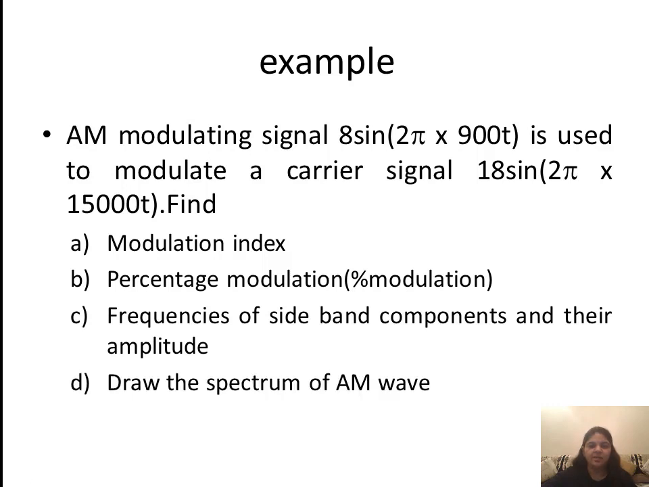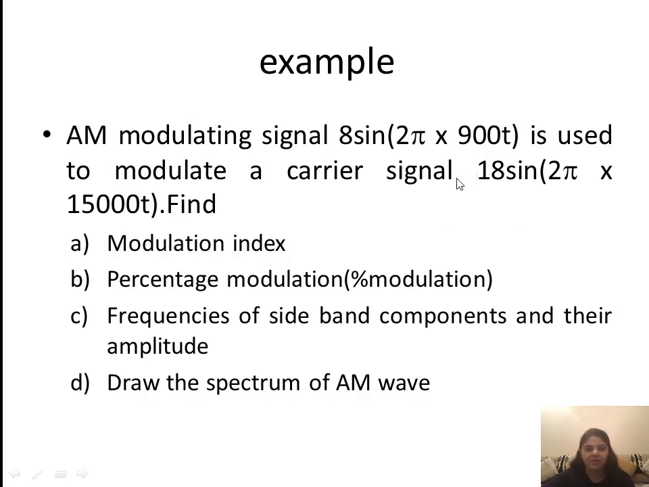Very first, we need to compare the given equations with the original equations. This is the modulating signal, the information signal: small vm is equal to capital Vm sine 2 pi FMT. This modulates a carrier signal, which is small vc, the instantaneous voltage, equal to capital Vc sine 2 pi FCT.